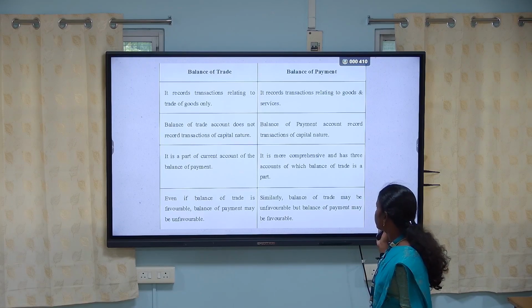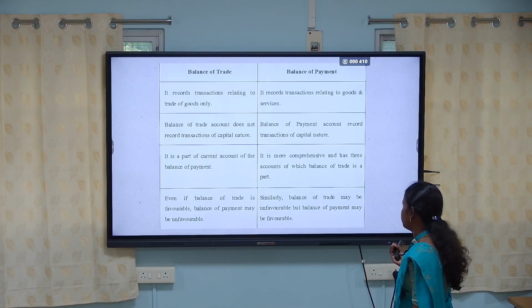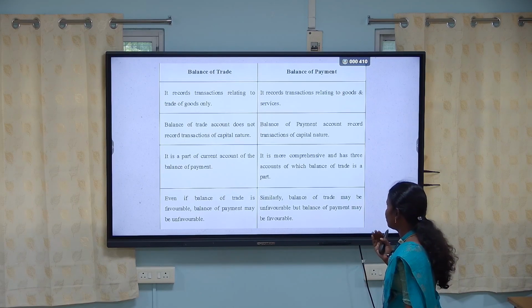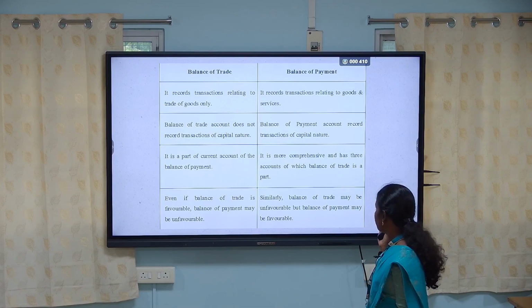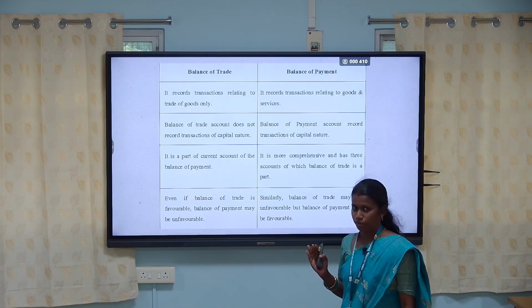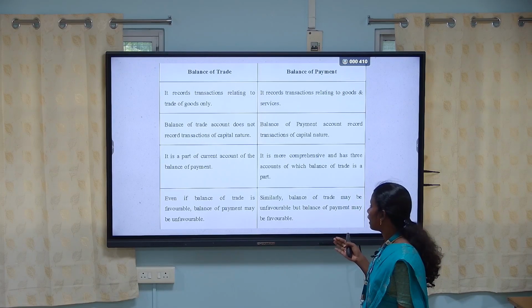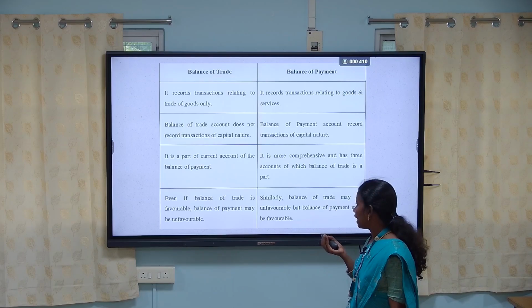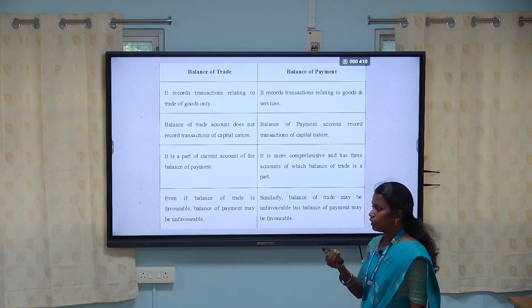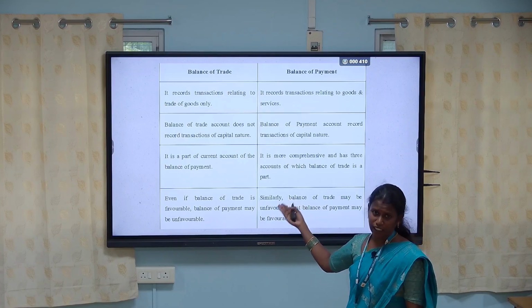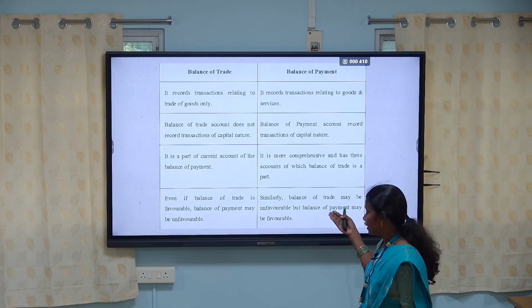And the balance of payment is more comprehensive in nature. That means it has three accounts, of which balance of trade is one. So only one account is the balance of trade account. And even if the balance of trade is favorable, the balance of payment may be unfavorable. Why? Let me see in the next slide, that is the detailed explanation.